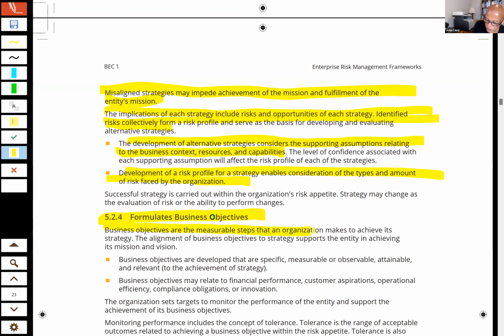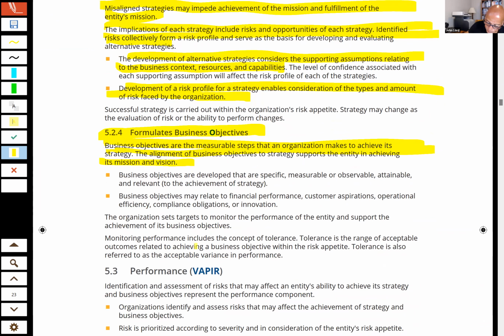Business objectives are measurable steps an organization takes to achieve its strategy. The alignment of business objectives to strategy supports the entity's achieving its missions and goals. And then we have what? We have the setting up of targets to monitor. And then we do what? Then we monitor to see that we are staying in our concept of an acceptable outcome related to achieving business objectives within our risk appetite.